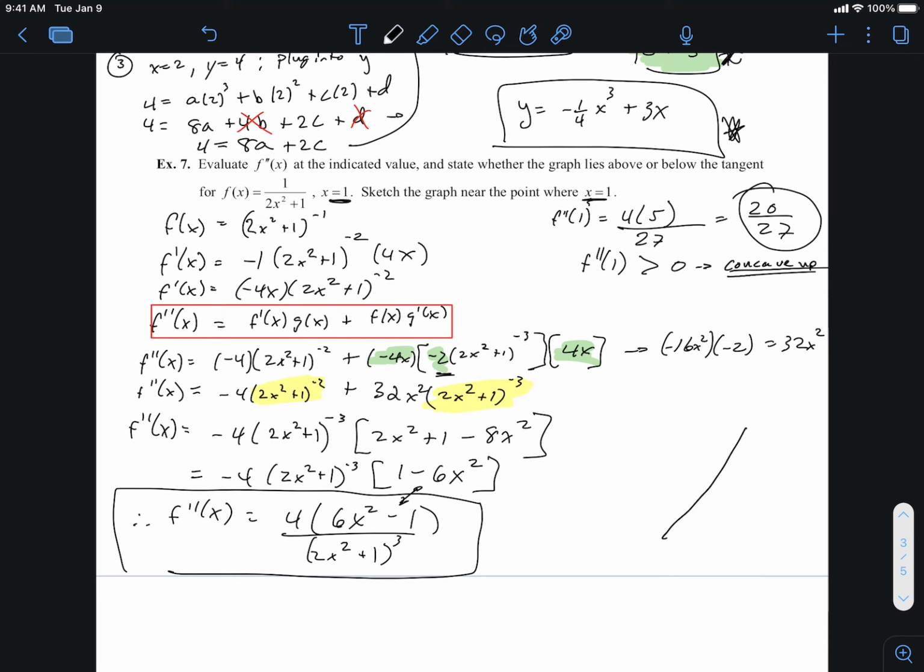Well, recall what I said at the very beginning. Here's our slope of the tangent, and there's our graph. It does not make sense for it to be above the tangent and to be opening down, right? Or concave down. So what's this mean? Well, it means that close to x equals 1, and we'll resketch this down at the bottom, the graph is above the tangent. Okay, so it's just some odd wording there, okay?